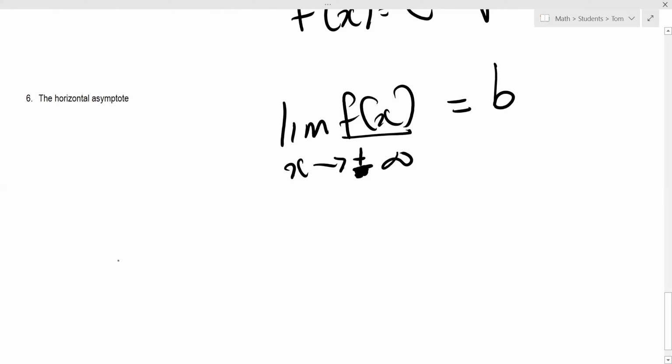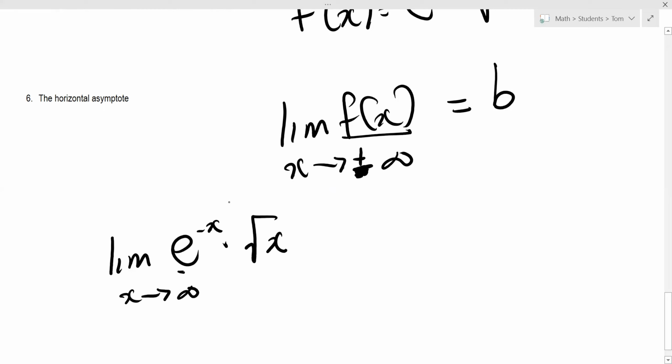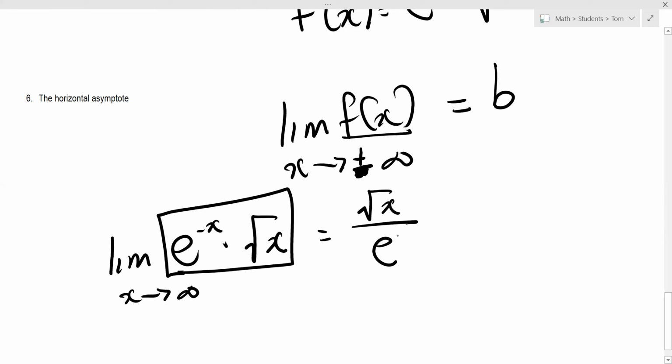So this is the limit of e to the power of negative x dot square root of x as x approaches infinity. Let's rewrite this function as the square root of x over e to the power of x. Why did I write it like this? Because e to the power of negative x is equal to 1 over e to the power of x. So now we have the square root of x over e to the power of x.